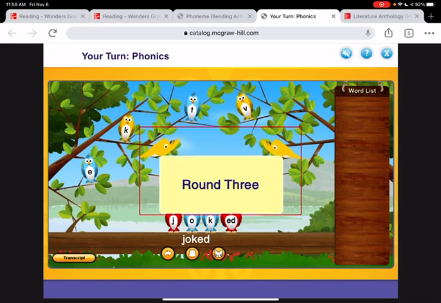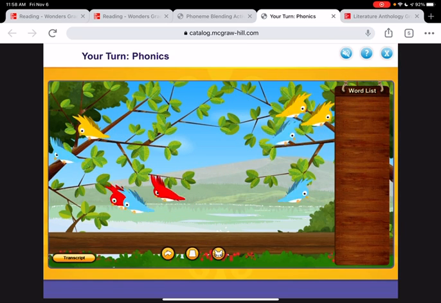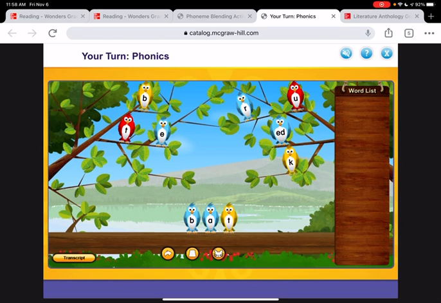Cool. Round 3. Let's see if we can get some INGs. Nope, not yet. All right, bat. We have a T at the end. What do you think we need to do? We need to double up the consonant. So we're going to put a T and then an ED. So we get batted instead of baited.